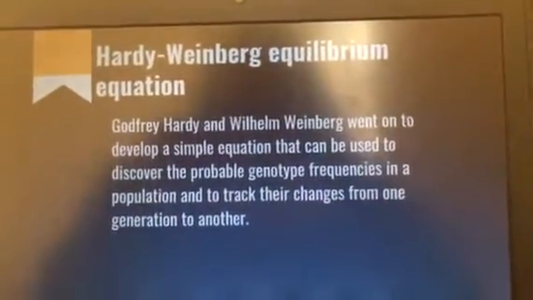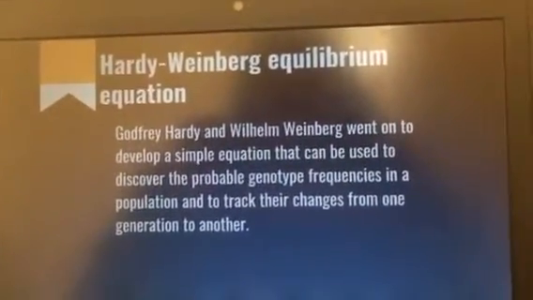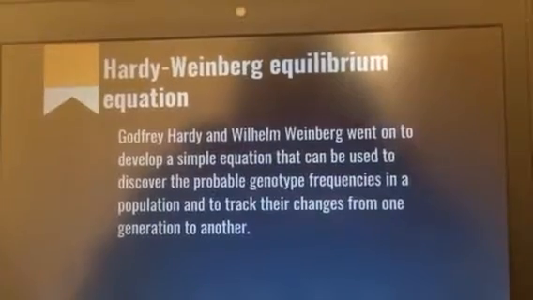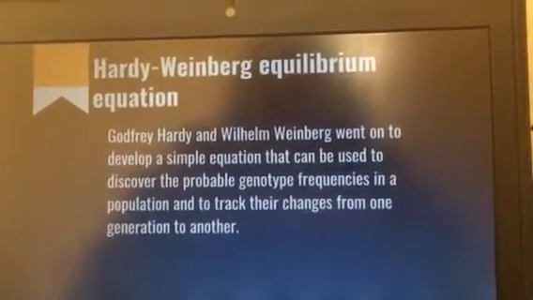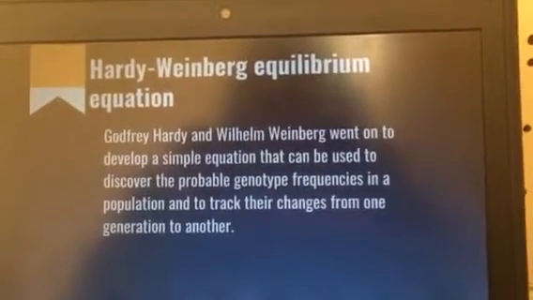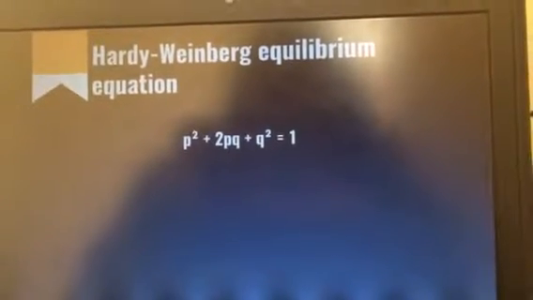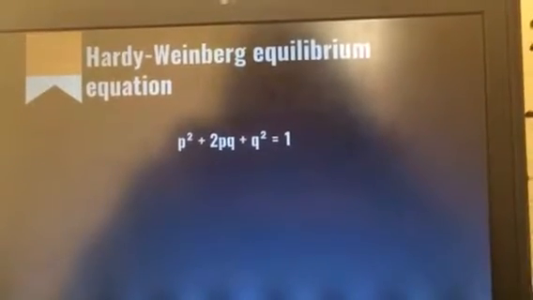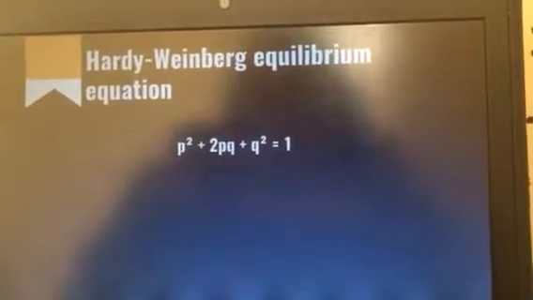The equilibrium equation is what they developed to simplify this process. It can be used to discover the probable genotype frequencies in the population and to track the changes from one generation to another. This equation is p squared plus 2pq plus q squared equals 1.